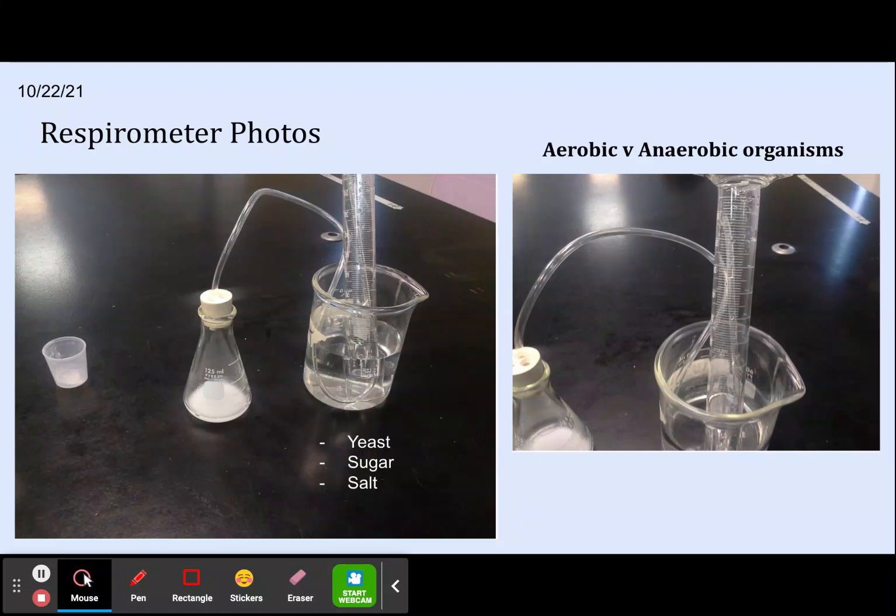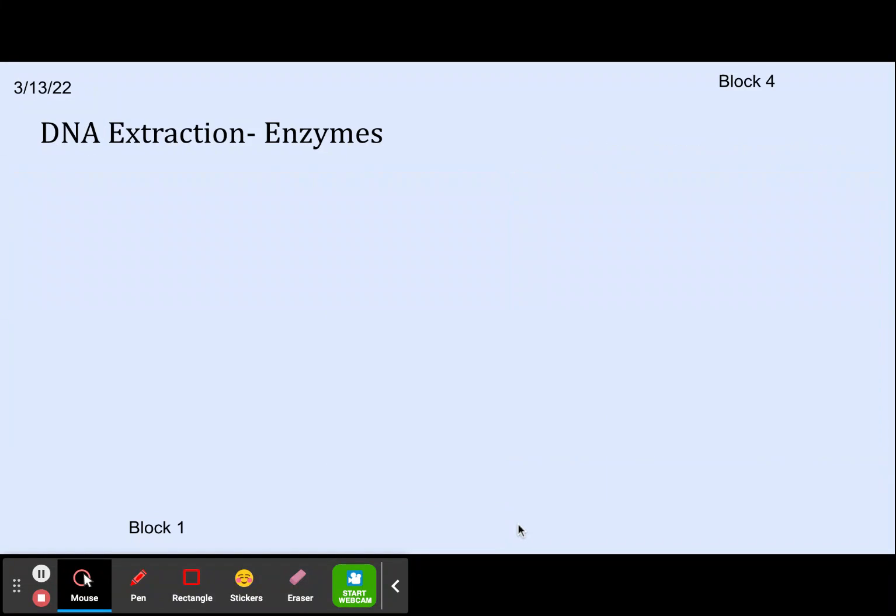This was my first experiment that I created for all 4 periods to do. This was our respirometer that tested aerobic and anaerobic organisms. We used yeast, sugar, and salt, and it was pretty simple, but a really important thing to do.